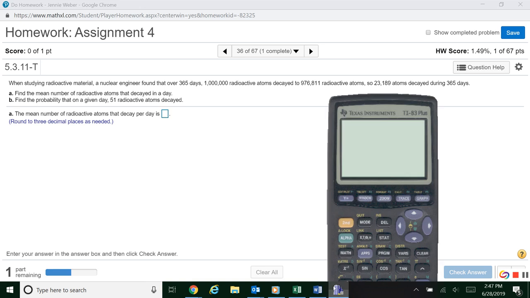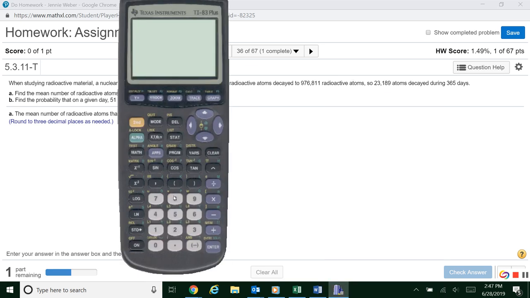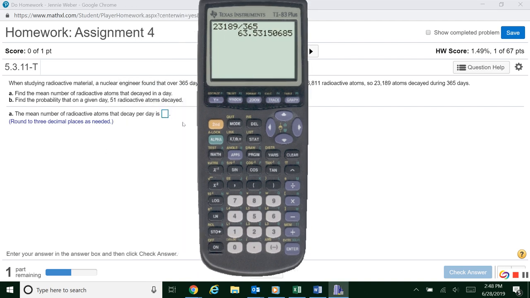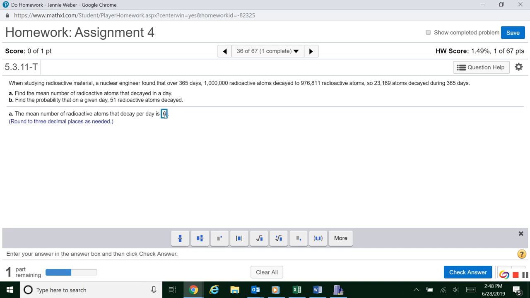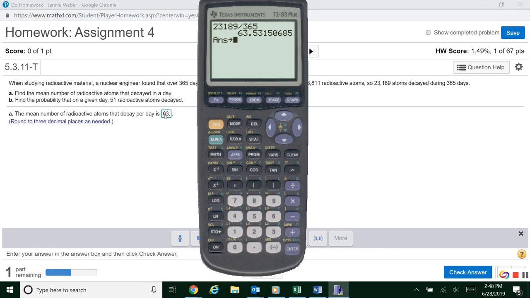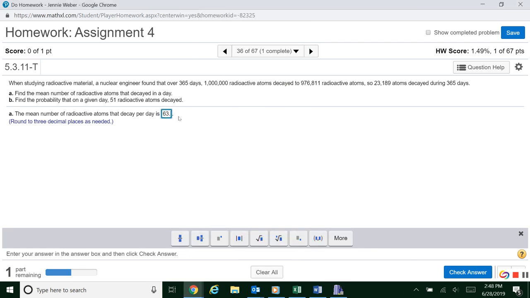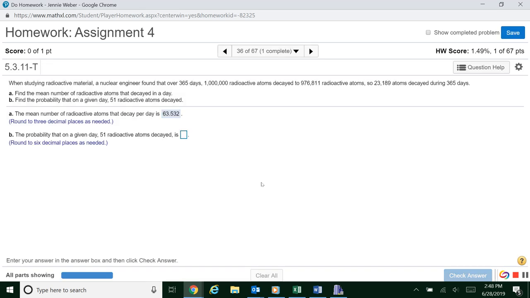So we're going to take that 23,189, and we're going to divide by 365, and this is going to give our daily rate. Round to 3 decimal places. So 63.532. Okay, so that's our first step, and that's our mean.